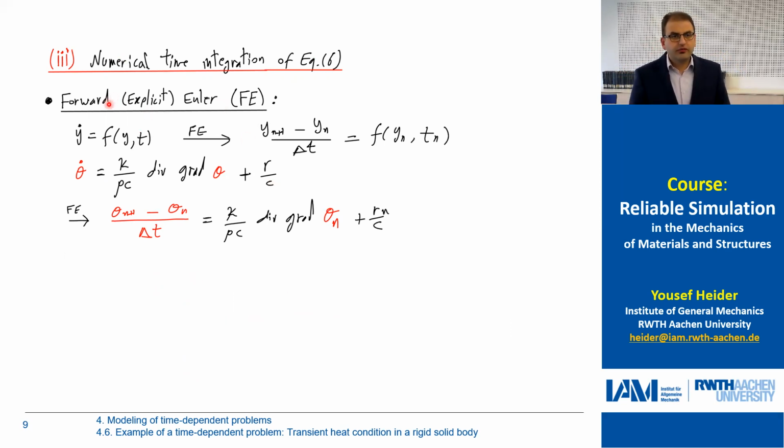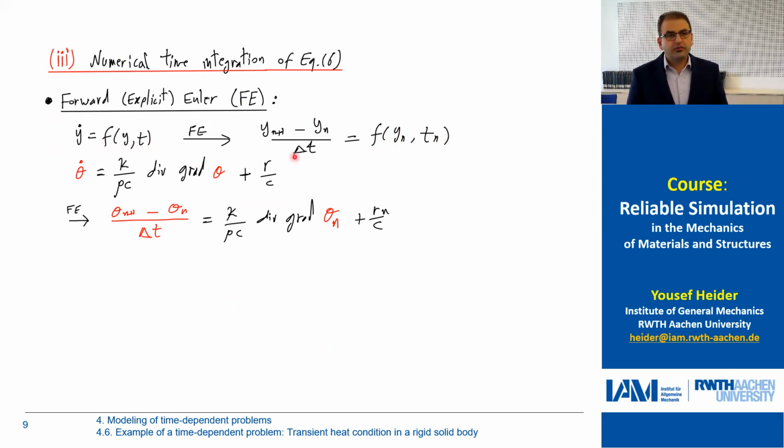Let's consider first the forward or explicit Euler. We have this form: y dot equals a function of y and t. By forward Euler, we have (y_{n+1} minus y_n) divided by delta t equals our function evaluated at the previous time step, so y_n and t_n.